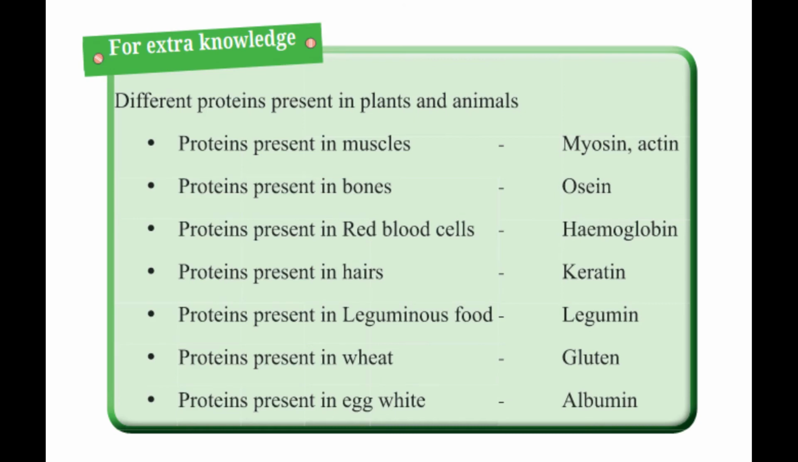For extra knowledge, different proteins present in plants and animals. Proteins present in muscles: myosin, actin. Proteins present in bones: osein. Proteins present in red blood cells: hemoglobin. Proteins present in hairs: keratin. Proteins present in leguminous food: legumin. Proteins present in wheat: gluten. Proteins present in egg white: albumin.